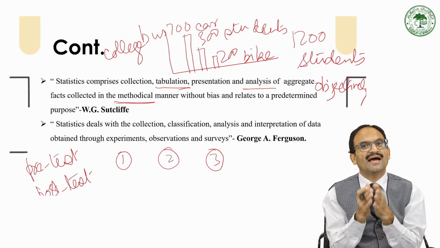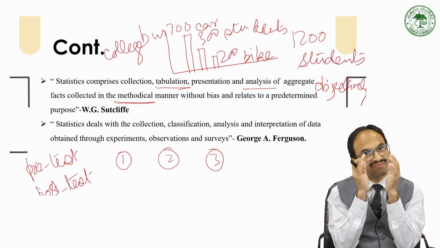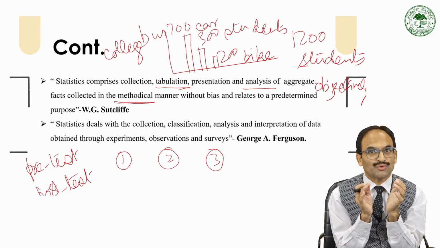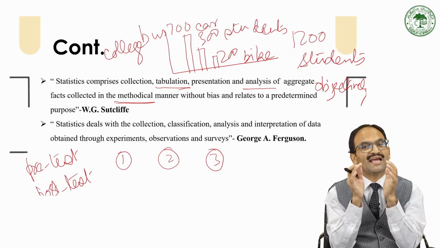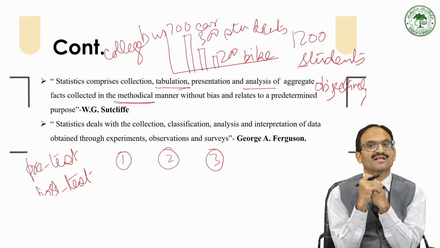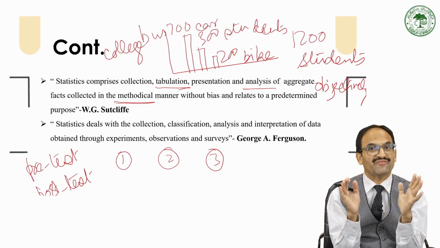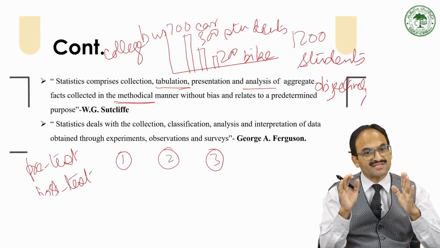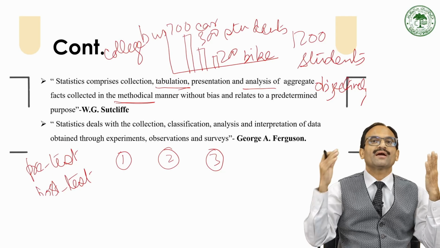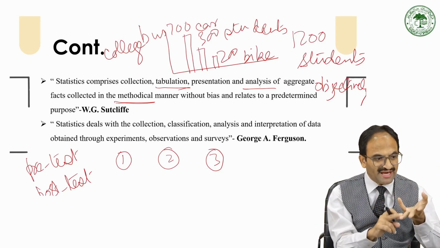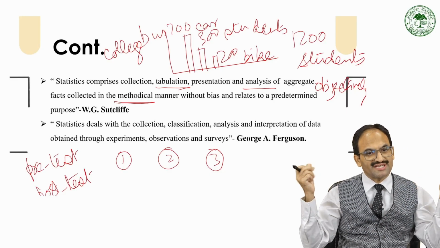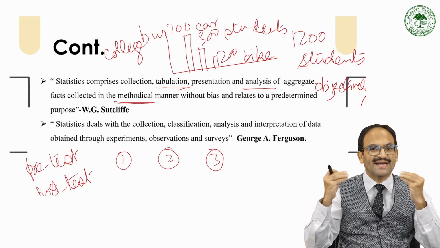And accordingly I will collect the data, I will classify the data, I will tabulate the data, I will interpret the data, and I will come to some conclusion. So, here the data that I have got is not through the experiment, is not through the observation, rather this data I have got through surveys. So, in statistics, in a nutshell, what Ferguson's definition says is that in statistics we collect, classify, analyze, interpret the data obtained through experiments, observations and surveys.